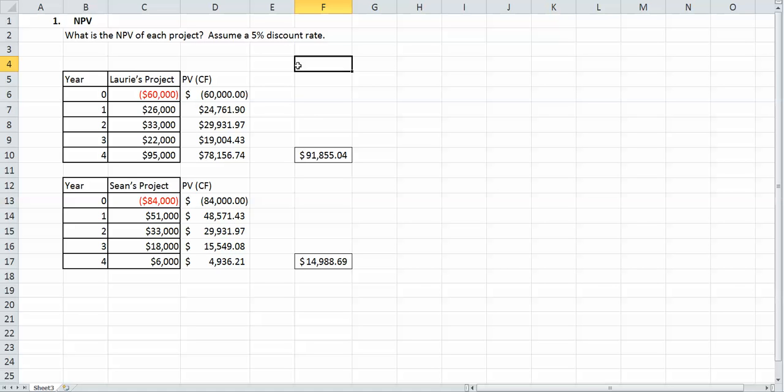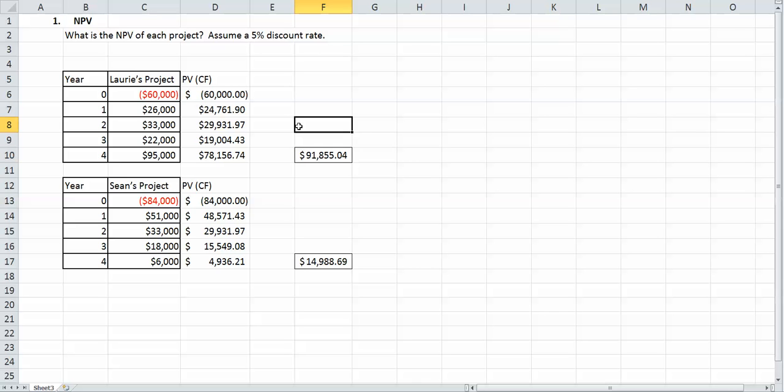Now when we're talking about mutually exclusive projects, that's the case that we can only decide one. Well, if that was the case, I would definitely decide Lori's project because of the positive NPV of 91,000. It's a lot greater than the 14,988. So if the projects are mutually exclusive, we would go with Lori's. And that's mainly due to this huge cash flow in year four. That's why the NPV is so large.